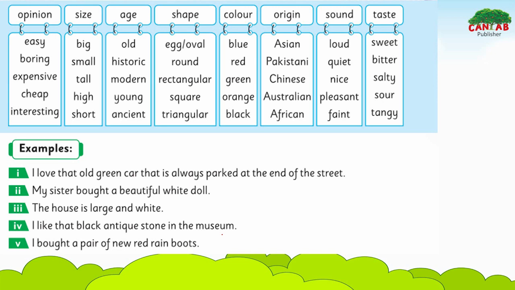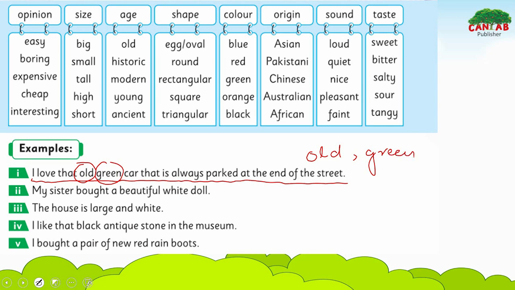The first example is, I love that old green car that is always parked at the end of the street. Now here, what are the adjectives? Old and green. Let's check. Old is the adjective of age, and green is the adjective of color. So it does not disturb the order of adjectives. So the sentence is right and it is mentioned accordingly.